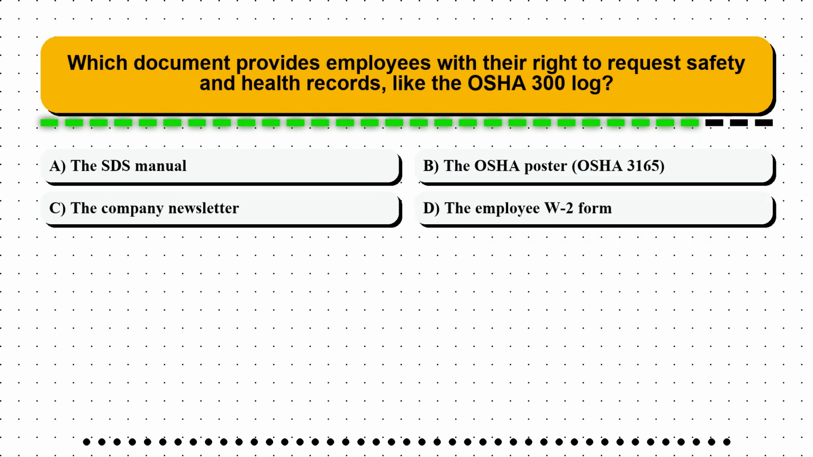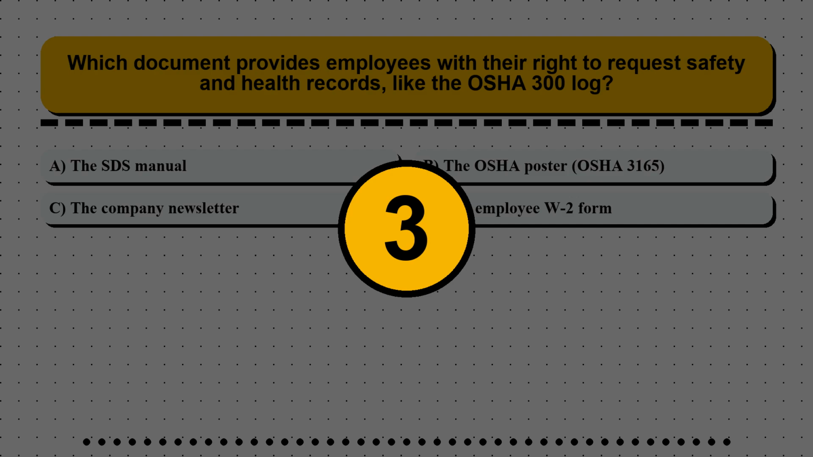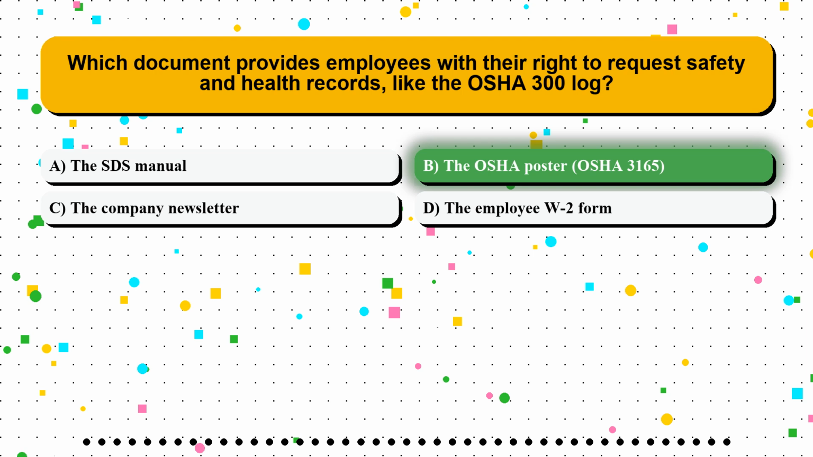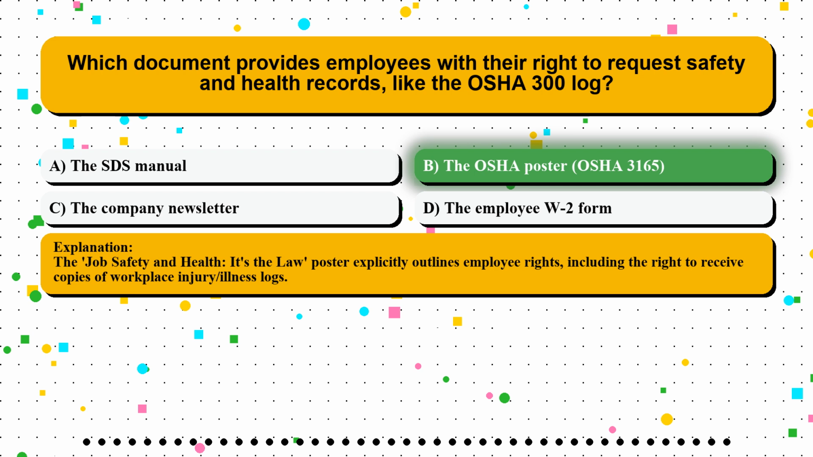Question 31. Which document provides employees with their right to request safety and health records, like the OSHA 300 log? Option A, the SDS manual. Option B, the OSHA poster, OSHA 3165. Option C, the company newsletter. Option D, the employee W-2 form. The correct answer is option B, the OSHA poster, OSHA 3165. The Job Safety and Health, It's the Law poster explicitly outlines employee rights, including the right to receive copies of workplace injury/illness logs.